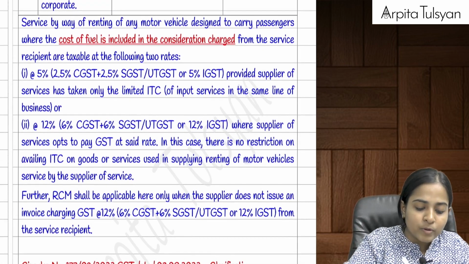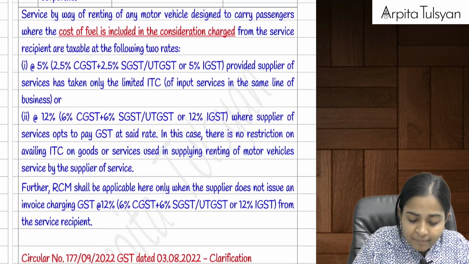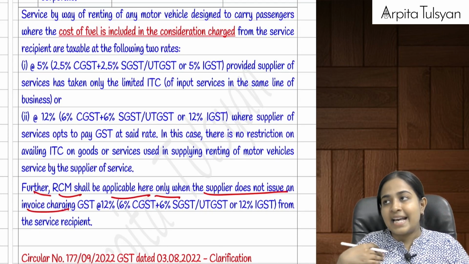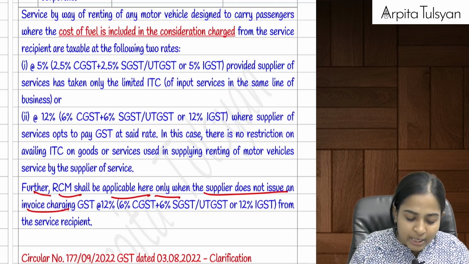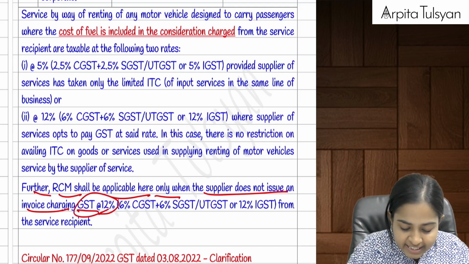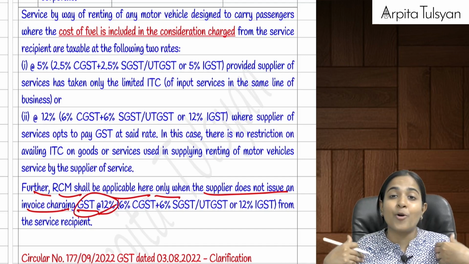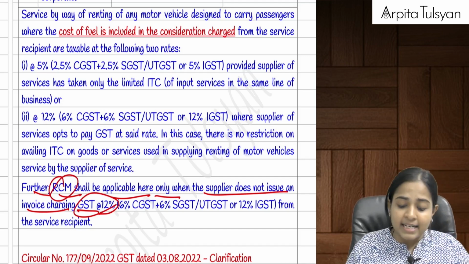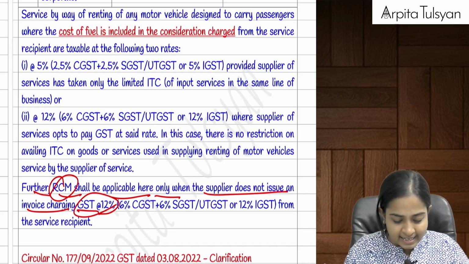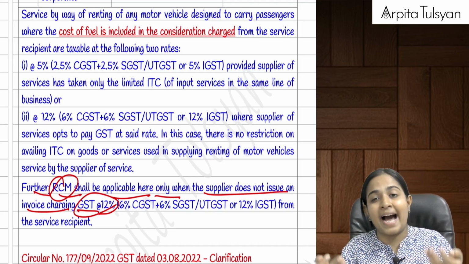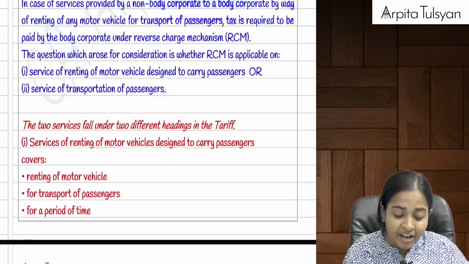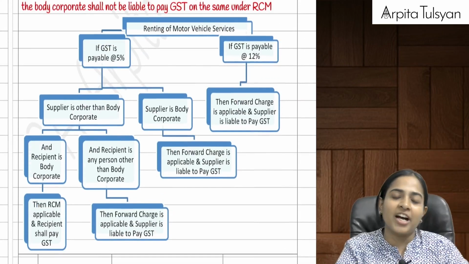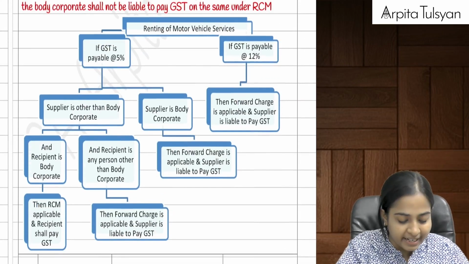Suppose, see this, everyone here. Further, RCM shall be applicable here only when the supplier does not... So, let's say I am renting my vehicle. If I am not ready to issue an invoice charging GST at the rate of 12%, meaning I am not a registered person, then in that case only RCM will be applicable. Okay, only in that case RCM will be applicable, which also means that I still have an option to get myself registered, and I can charge GST at the rate of 12% if I am getting myself registered.